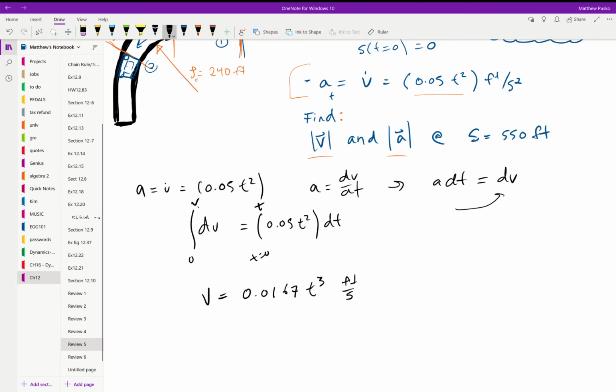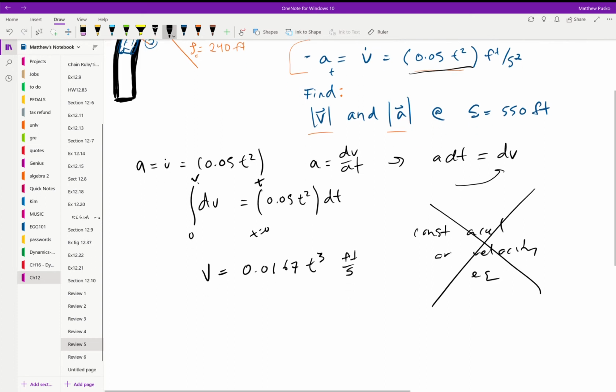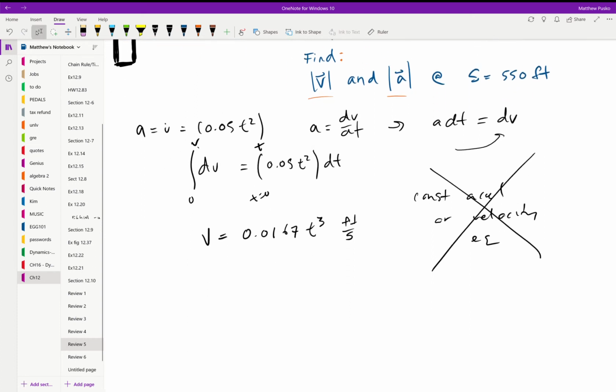Okay, notice we cannot use constant acceleration equations or velocity equations. The acceleration was given as a function of time, the velocity is a function of time. So if we want to figure out how fast this thing is going, they didn't give us the time to plug in. We need to use another definition, the definition that the velocity is equal to ds dt.